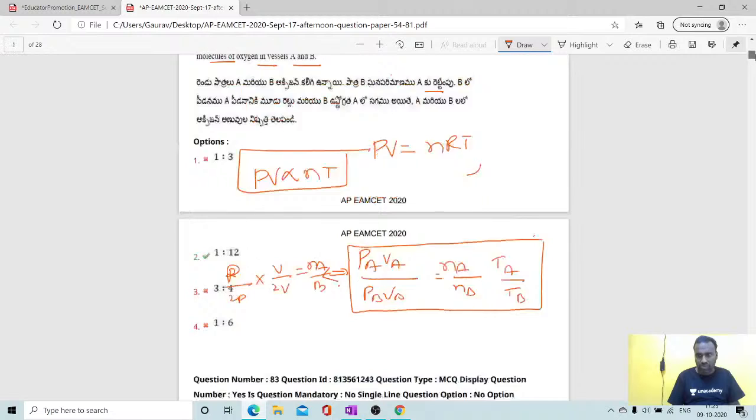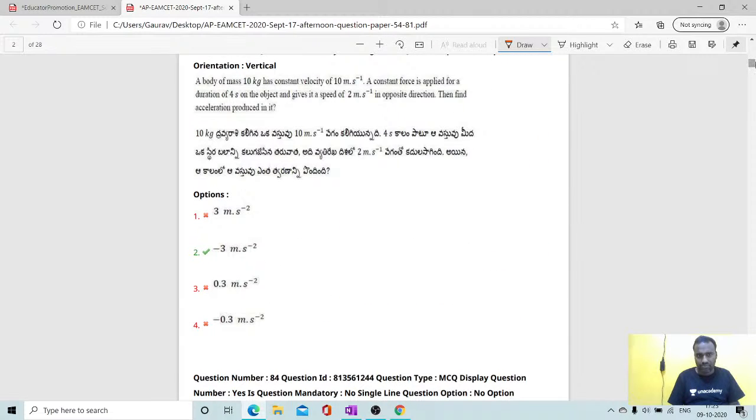So the next question, we'll move on to the next question. A body of mass 10 kg has a constant velocity of 10 meters per second. A constant force is applied for a duration of 4 seconds on the object and gives it a speed of 2 meters per second in the opposite direction. What is the acceleration? Since you know that acceleration is equal to the rate of change of velocity.